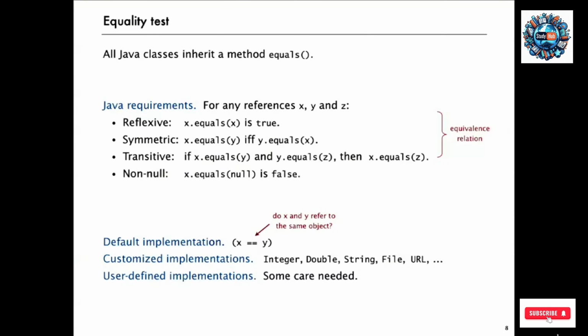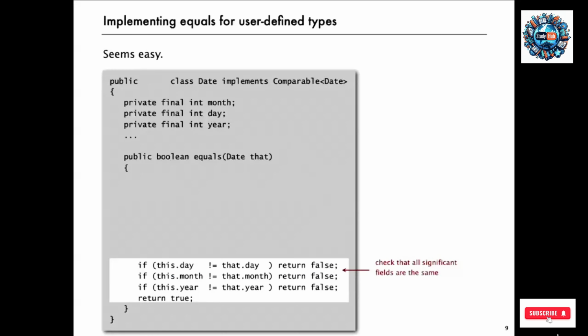Again, the default implementation is to check whether they refer to the same object, and that's rarely what we want. Java systems programs maybe want that, but client programs usually have customized implementations that are based on comparing some sort of value. The standard built-in types of the Java language have those customized implementations, and we can rely on them doing what we expect. If we're going to implement our own types and use those types as keys in symbol tables, you have to exercise a little bit of care, and we'll talk about that briefly.